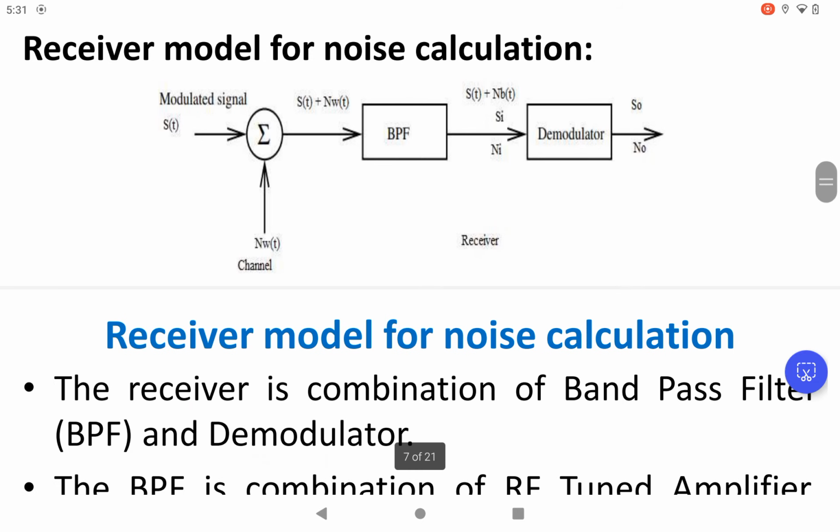Now we will move on to the receiver model for noise calculation. That is our main objective of this lecture. So this is a generalized diagram. Just have a look at this. In this we have a modulated signal, that is S of t, a channel that adds noise, eta W of t, which is given to a summation block, a band pass filter and a demodulator. So this is called a receiver.